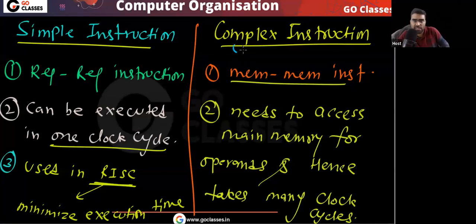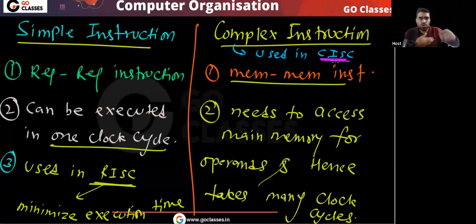And the complex instructions are used in CISC. What is the reason? They are used in CISC because the focus of CISC is not on execution time. The focus of CISC is to reduce the program size. The program size must be reduced. CISC does not care about the execution time.